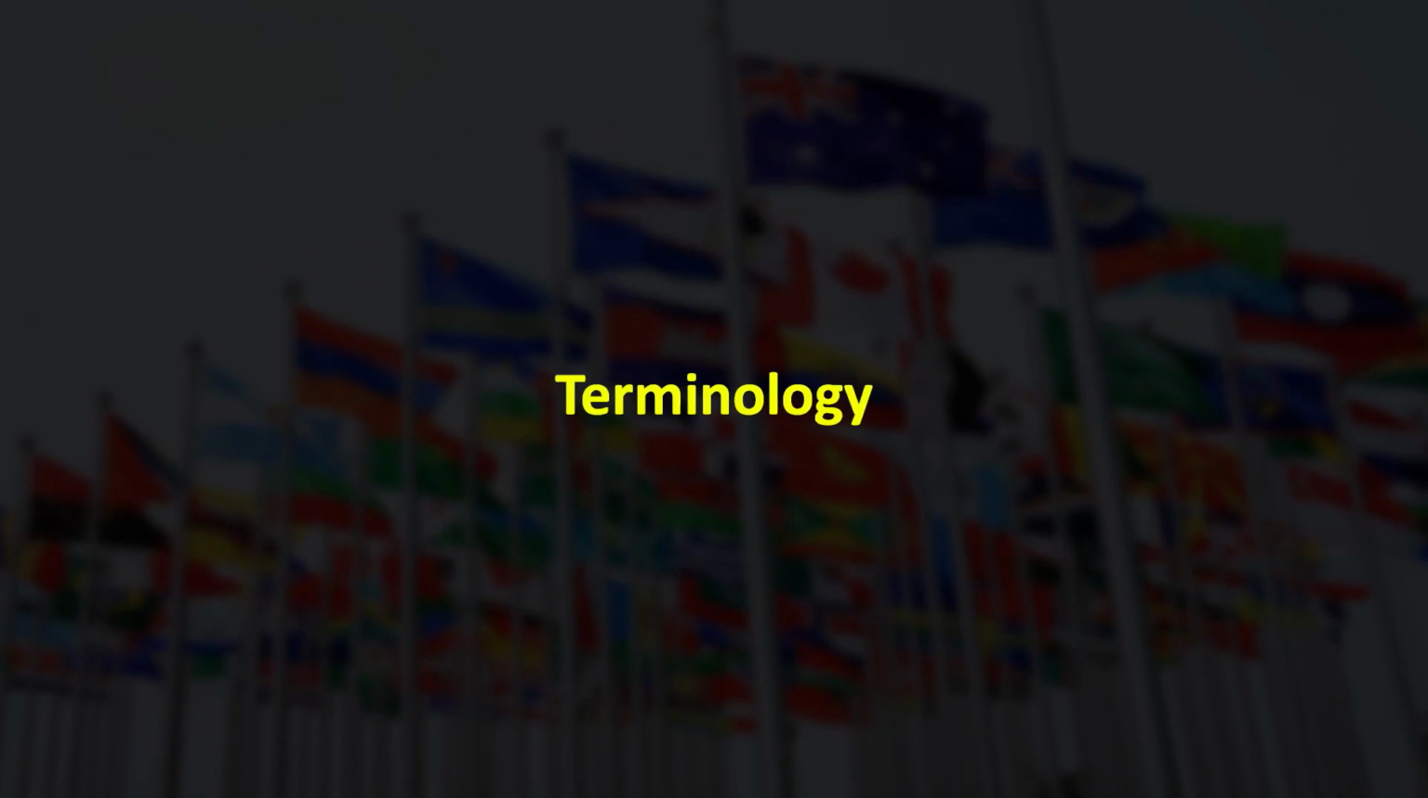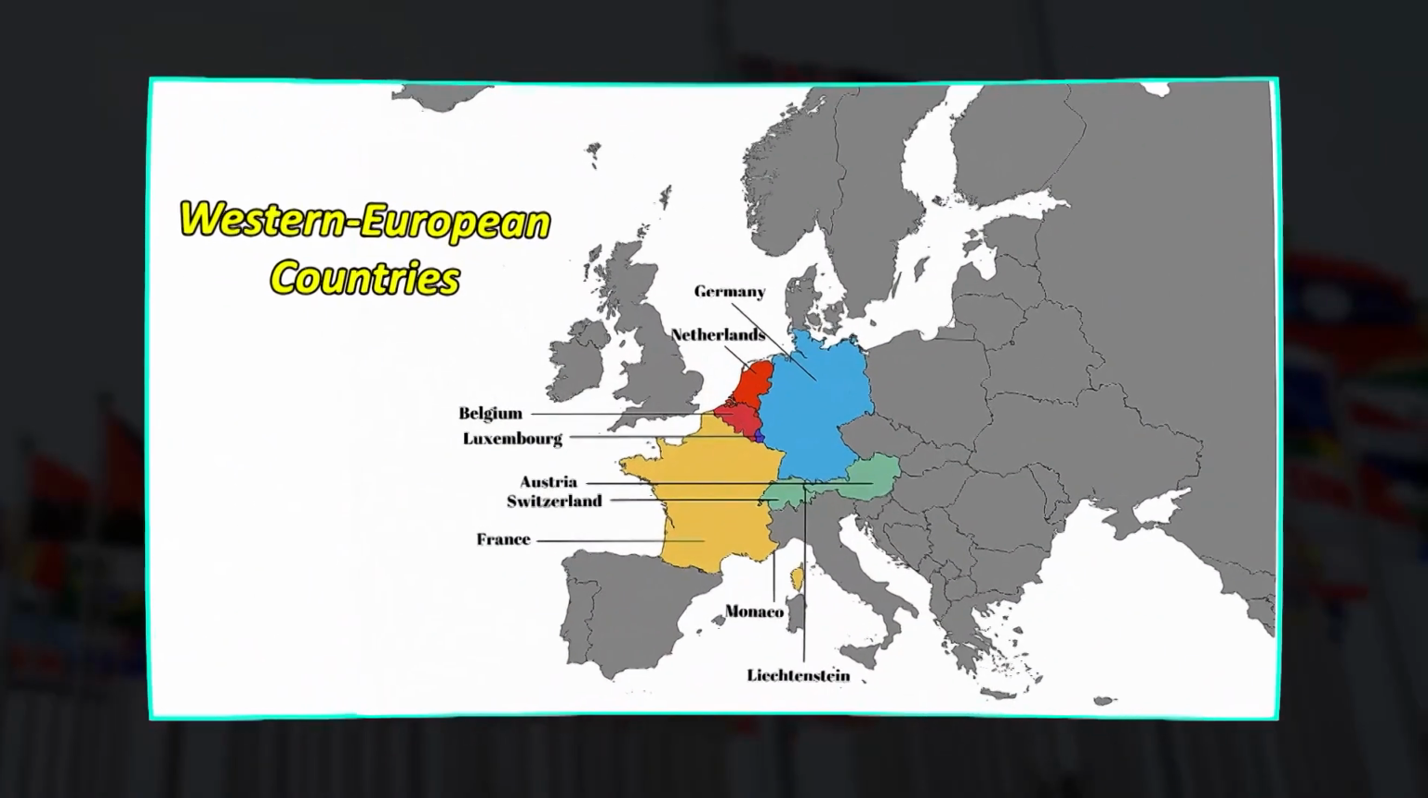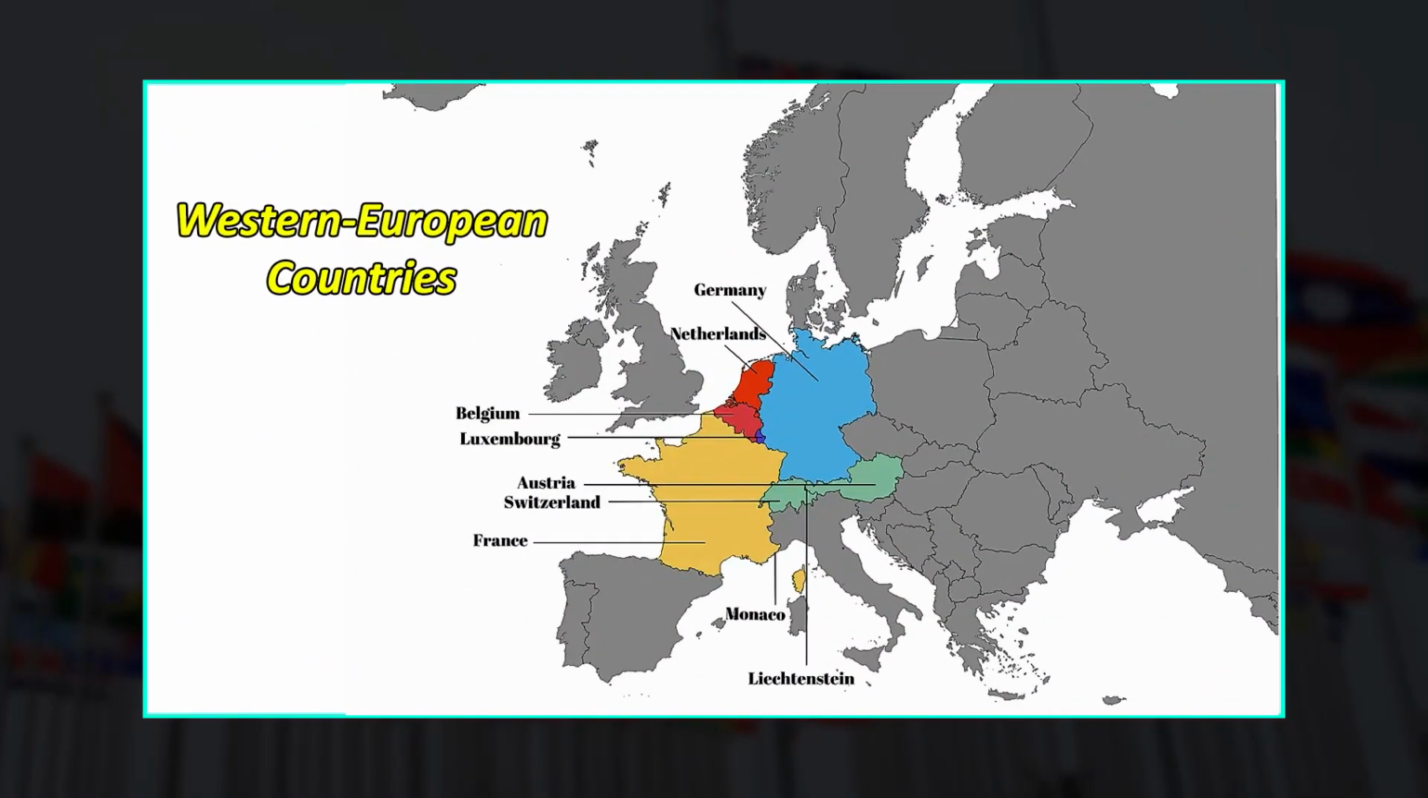So, we will begin with a brief discussion on terminology. Dear students, like so many concepts, institutions, systems and processes that can and need to be studied in a comparative perspective across time and space, the concept and institution of nation state has also been studied in a comparative perspective in terms of its evolution, its different stages, its nature, formation, working and so on. So, it is in this perspective that we will be discussing the historical evolution of nation state in Western Europe.